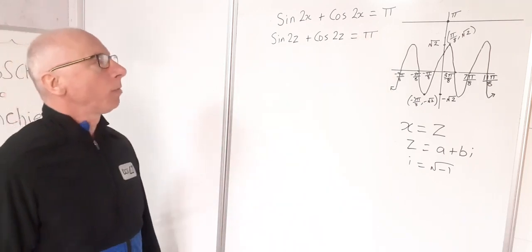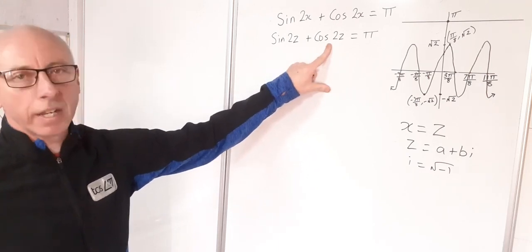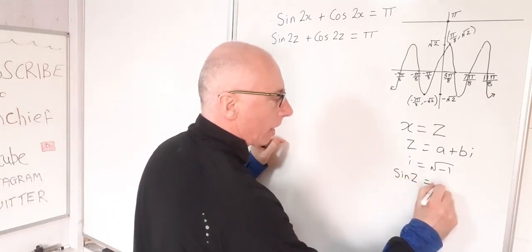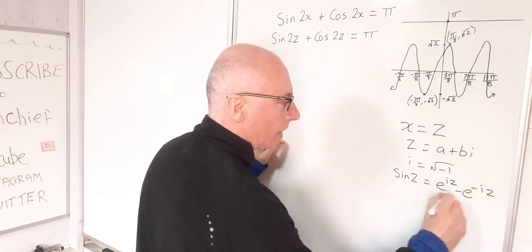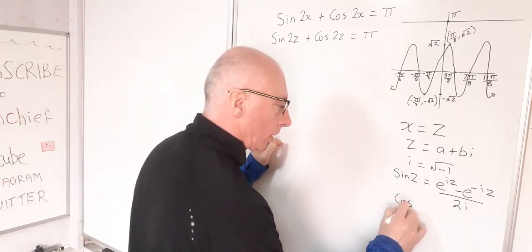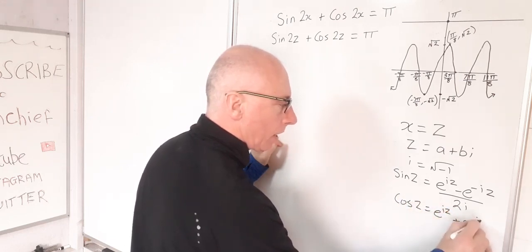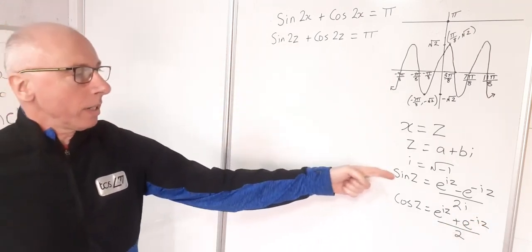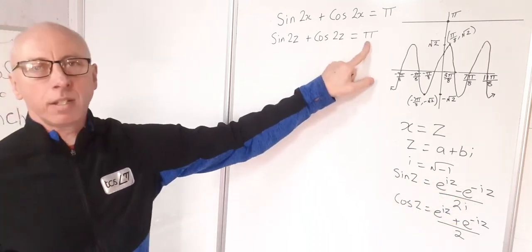Okay, now what we need is to find the exponential identity for sine and cosine. Now we know that sine of z equals e to the iz minus e to the minus iz all over 2i, and cosine has a very similar look. Cosine of z equals e to the iz plus e to the minus iz, this time over 2. So what we can do is plug in 2z into these exponential identities and set it equal to pi.